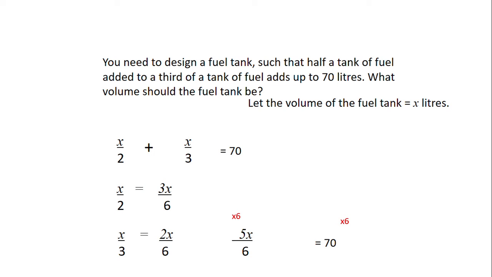So I'm going to be left with 5x equals 420. Now I need to find out what x is. At the moment, x is being multiplied by 5. I need to cancel that multiplication by 5. So I need to divide both sides by 5 to get x on its own, and x is going to equal 84. So I've found out what the volume of the fuel tank has to be, and you can substitute that into the original question and find out that yes, x is going to be 84. That's how big the fuel tank has to be.